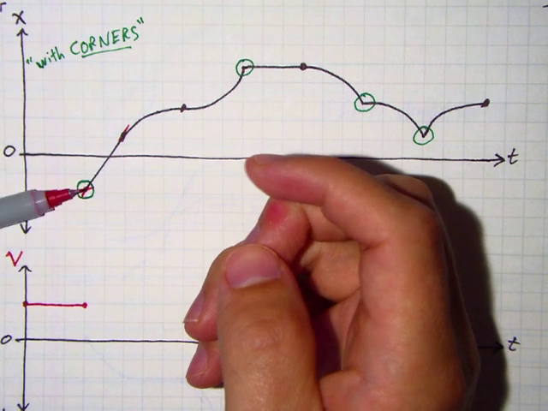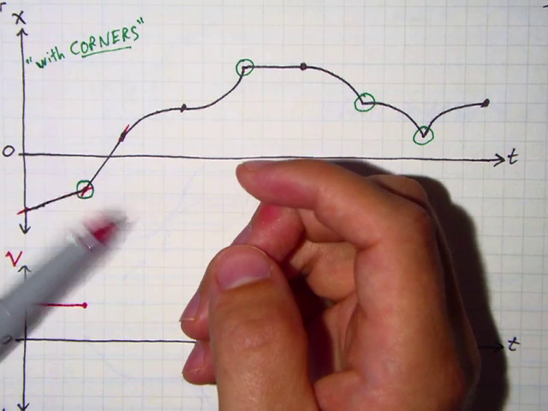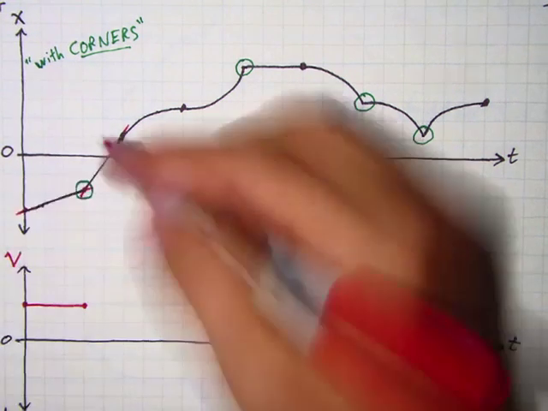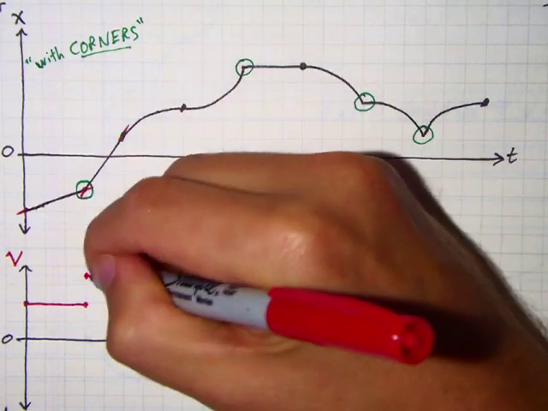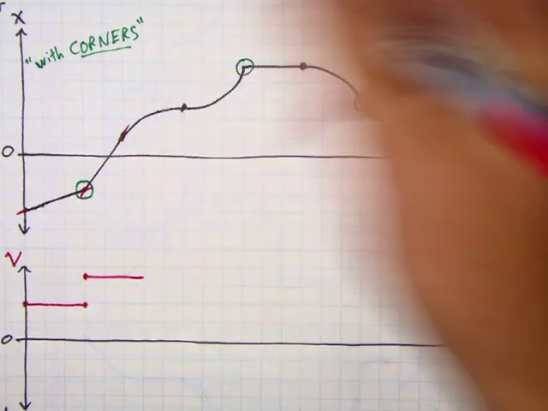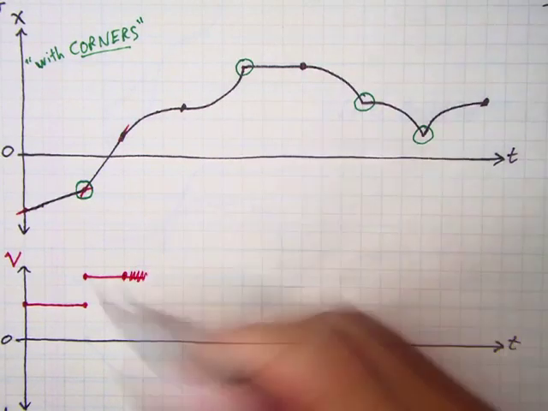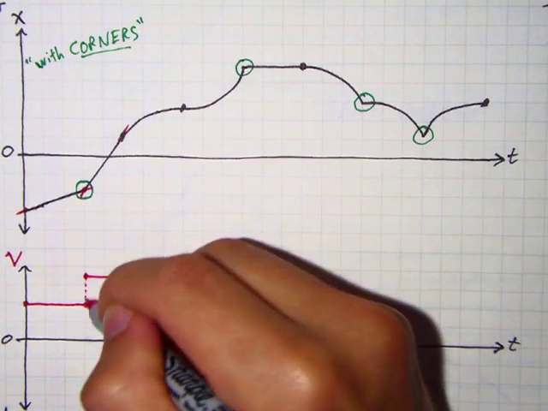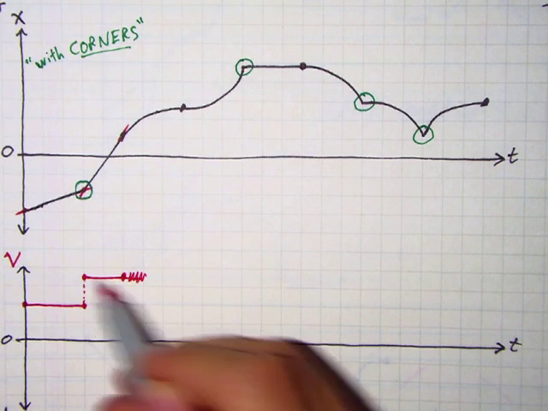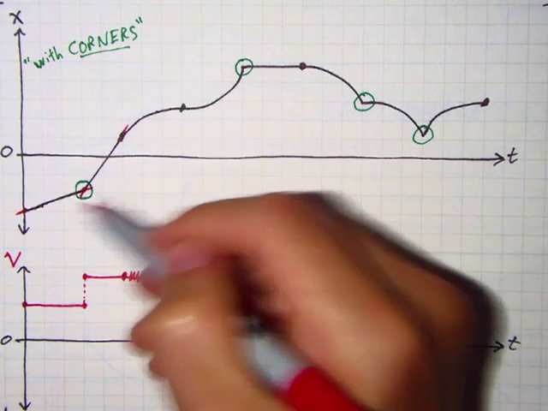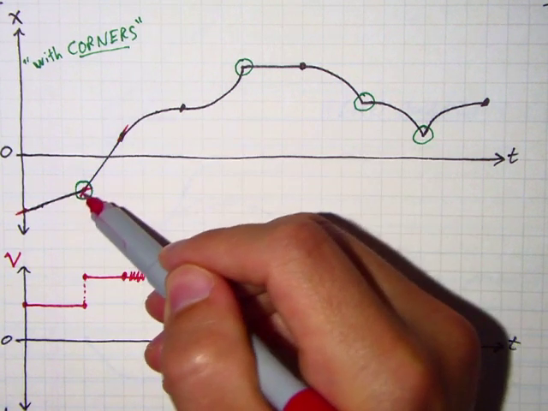You've got a sudden change in velocity right there. The velocity jumps from this value right up to that value. There's no smooth transition. So over this segment here, we're moving very fast in the positive direction. We've got a discontinuity. At this point, the velocity jumps from a smallish positive value to a large positive value. That's what our corner is telling us. There's a sudden, sharp change in the velocity.